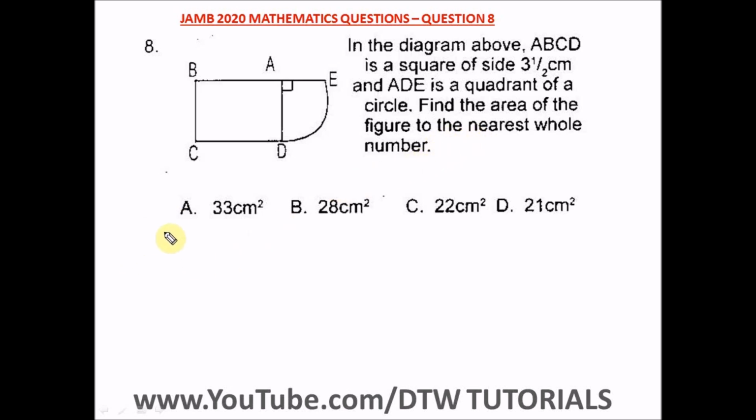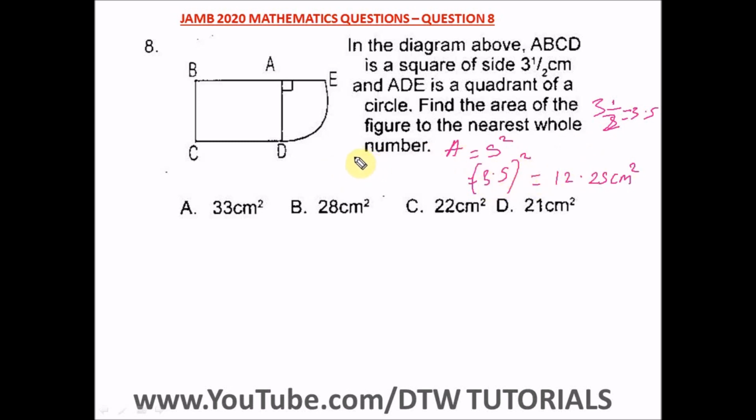So let's first and foremost find the area of a square, and the formula for area of a square is side square. So this is 3.5 square, which is equal to 12.25 centimeters square. So this is the area of this square. Now how do we get 3.5? Recall that 7/2 is the same thing as 3.5. So don't get that confused. So we found the area of the square.